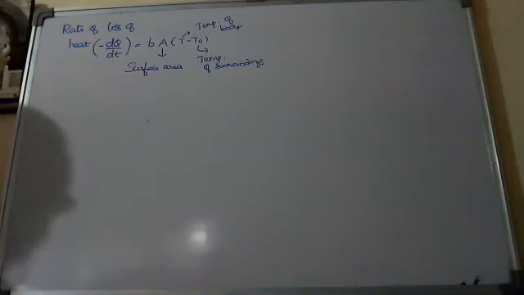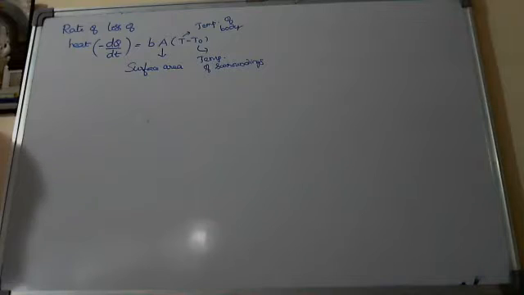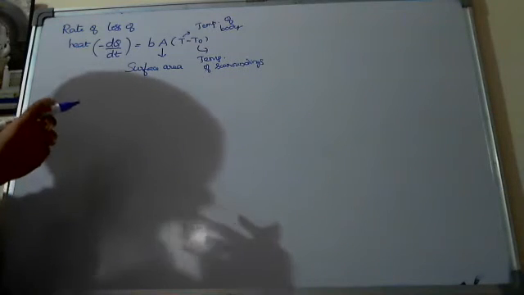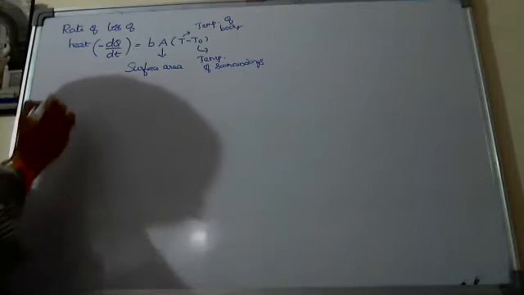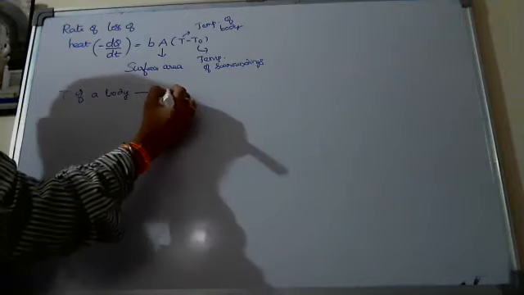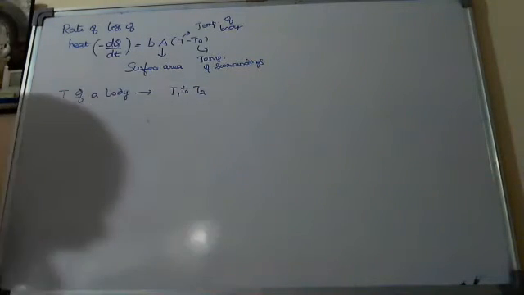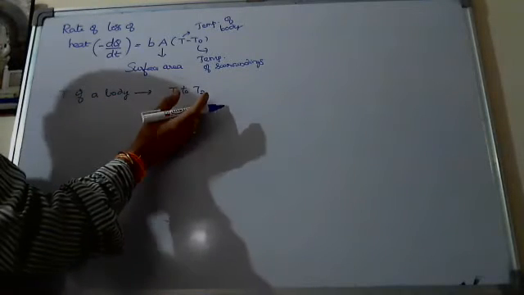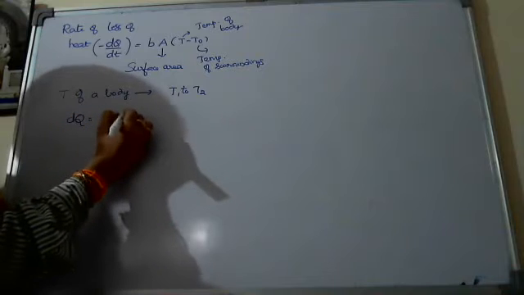Suppose a body is losing some amount of heat. If the temperature of the body changes, it is not changing its state now, like water is not converted into ice. Just the temperature of water changes from one temperature to another. So when the temperature of a body changes from T1 to some T2, the amount of heat lost, in thermodynamics, the formula is m s delta T.